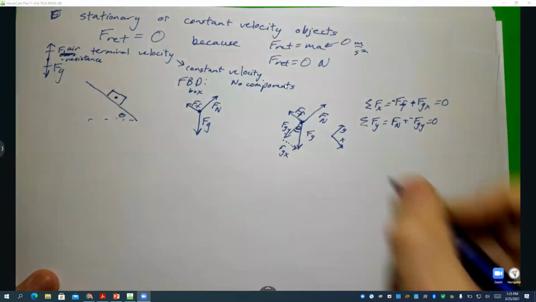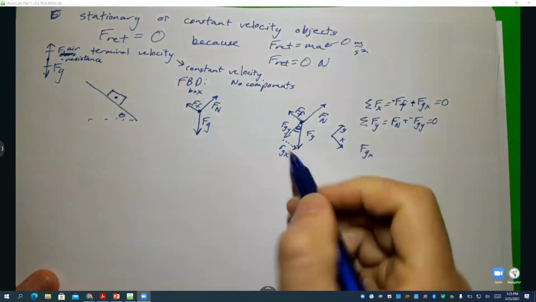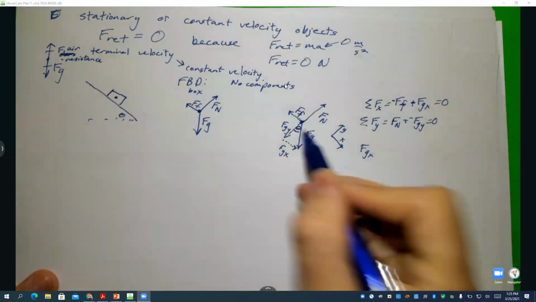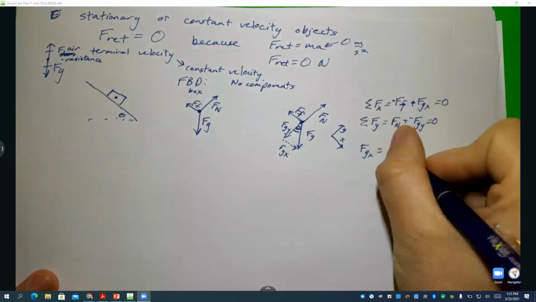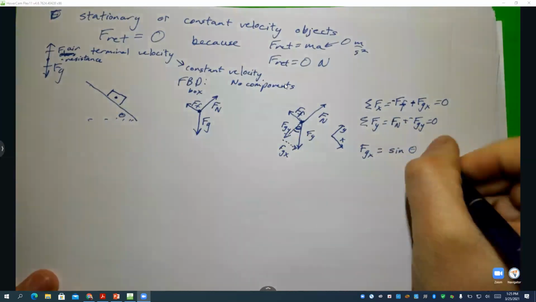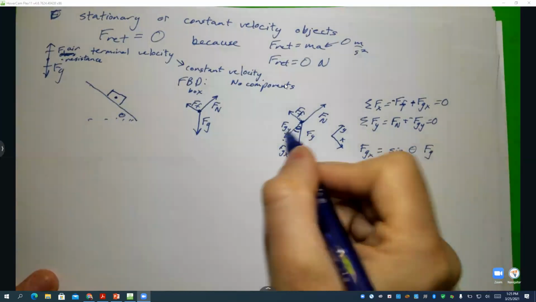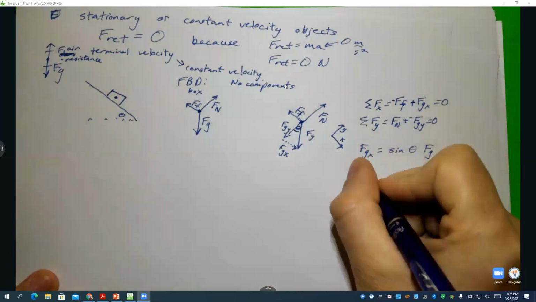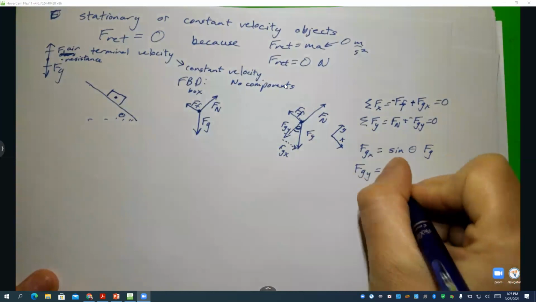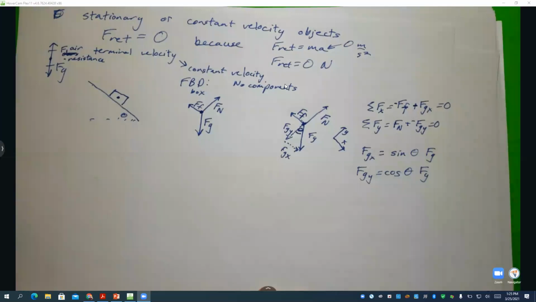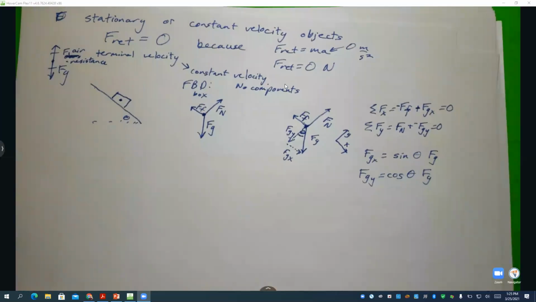And so FGX, because FGX is the opposite side of this angle, is going to be sine of theta times FG. Because this is the adjacent side to the angle, FGY is going to be cosine of theta times FG. Okay. Any questions before I move on to Atwood and Flatwood machines?